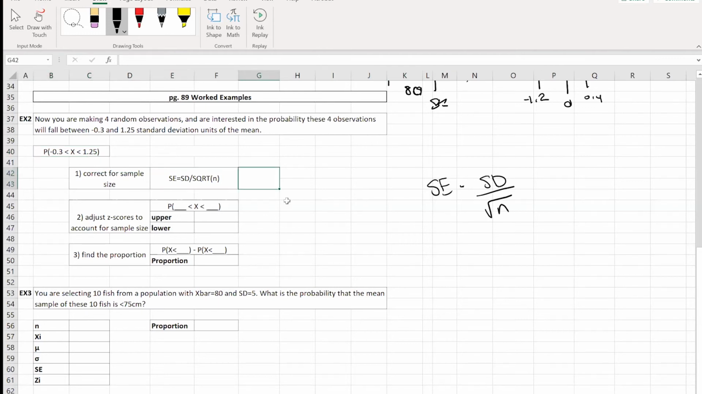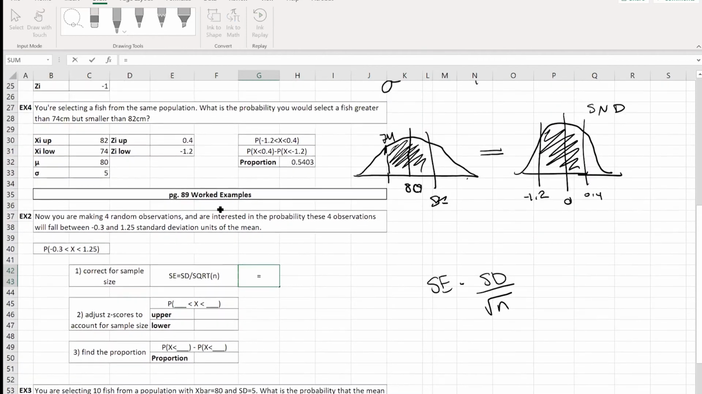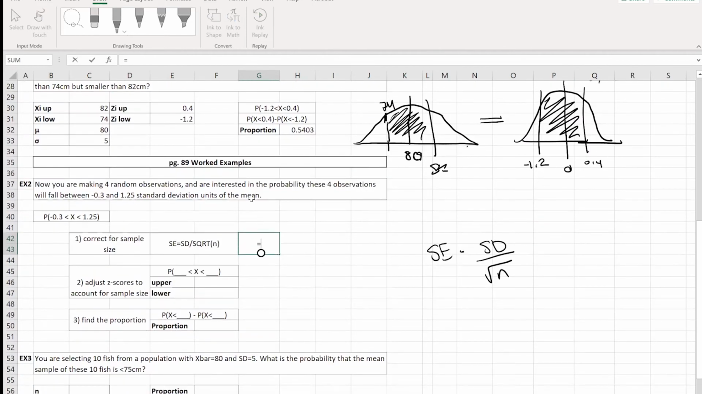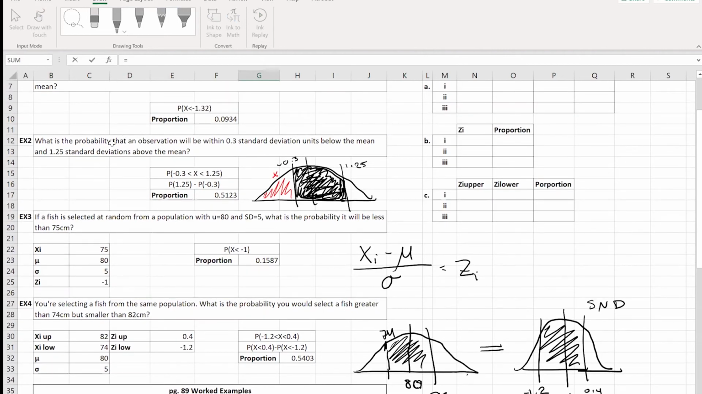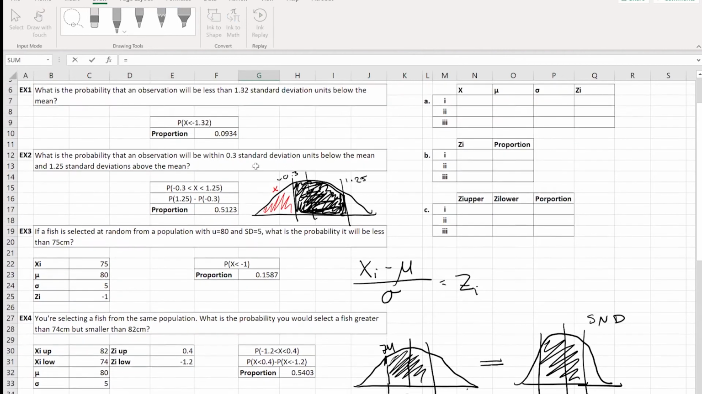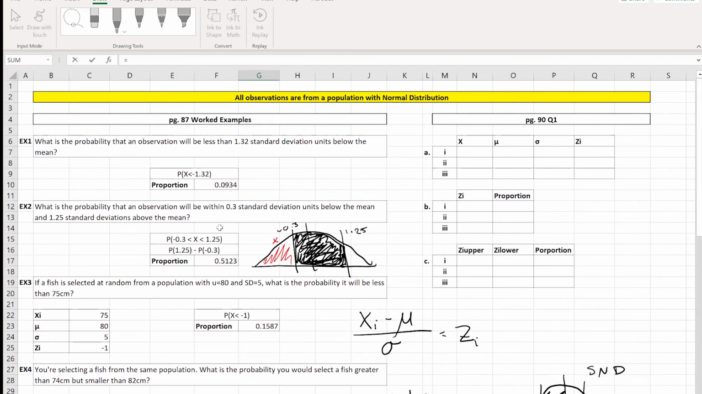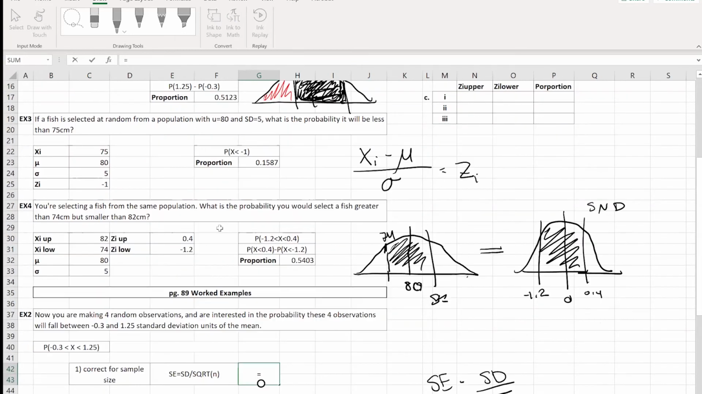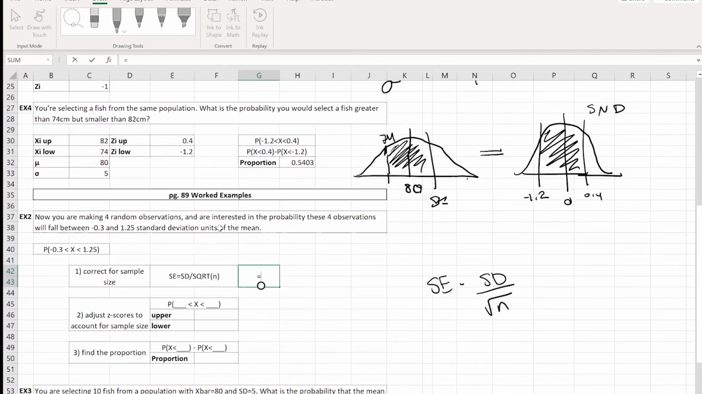So first, let's calculate our standard error, which is our standard deviation. And I think this is the same population up here, right, where our mean is still 80. Yeah, our mean is still 80, and we're dividing by the square root of our sample size, which is 4. I think, no, wait. Oh, that's my bad. Not our mean, our standard deviation, which is 5.